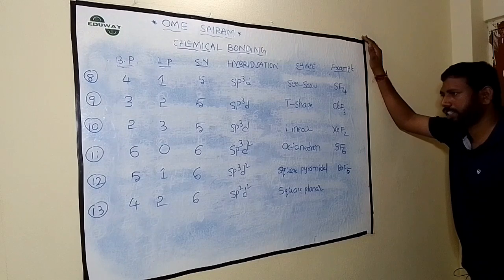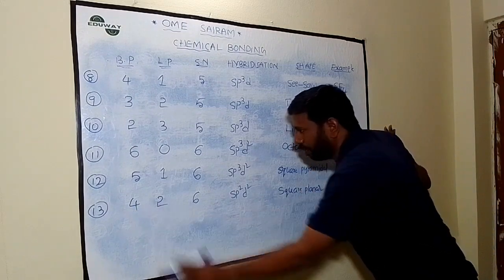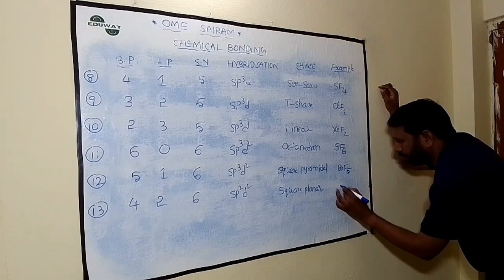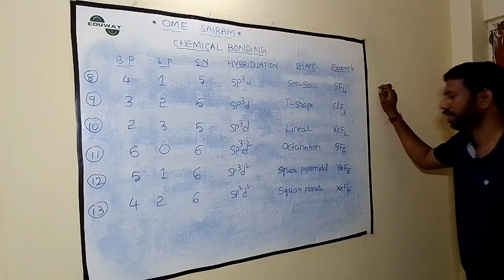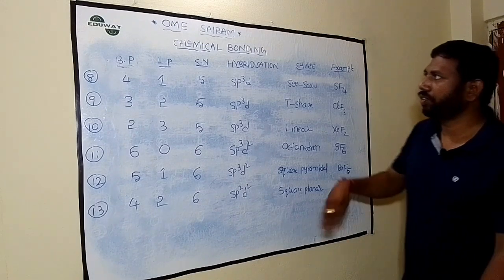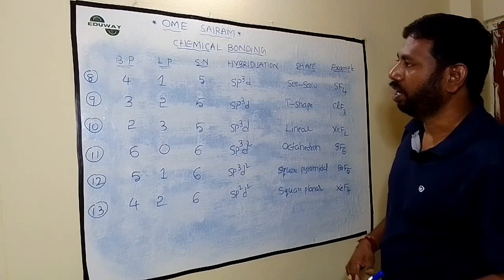And take an example. How many bond pairs are there? 4 bond pairs. That means 4 atoms attached to the central atom. XeF4. It contains 4 bond pairs and 2 lone pairs. In this way, we can summarize the hybridization of the molecules.